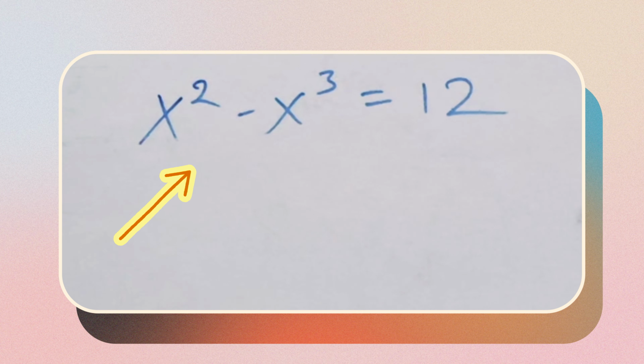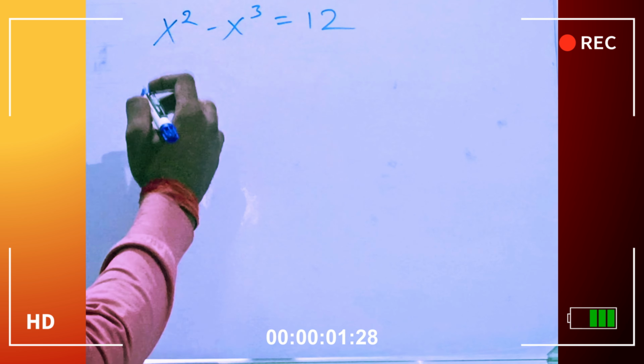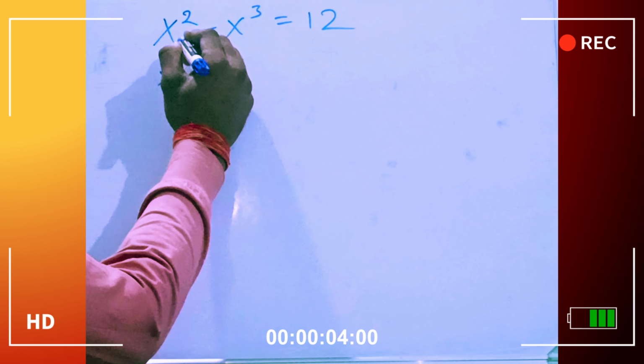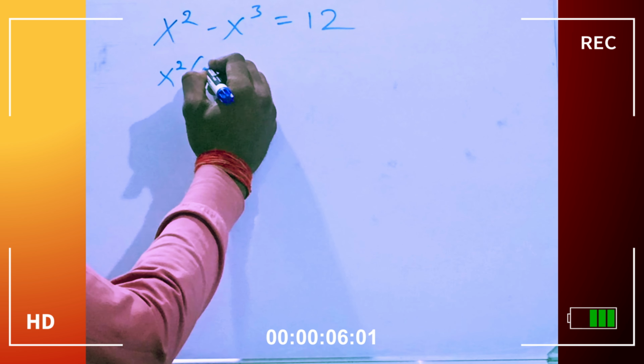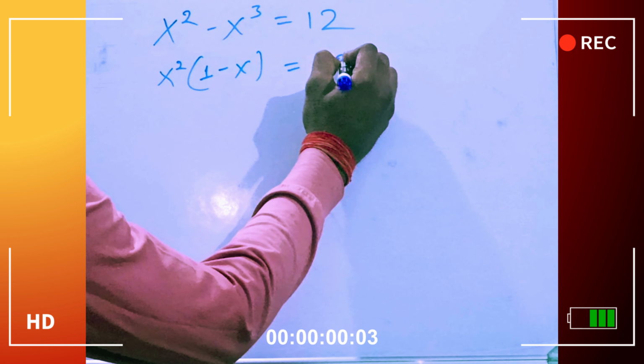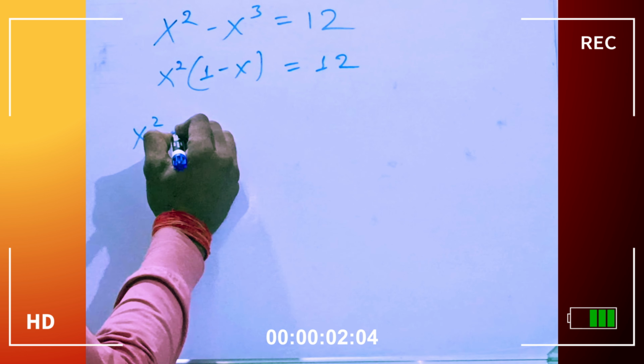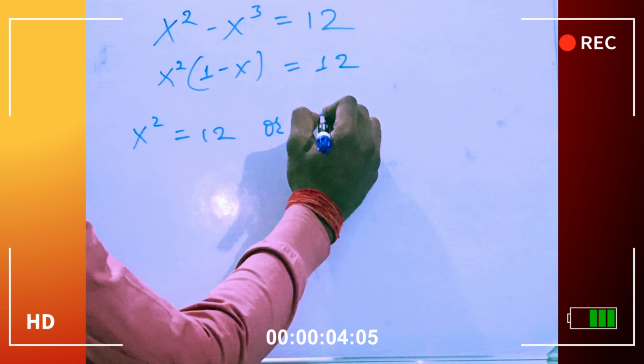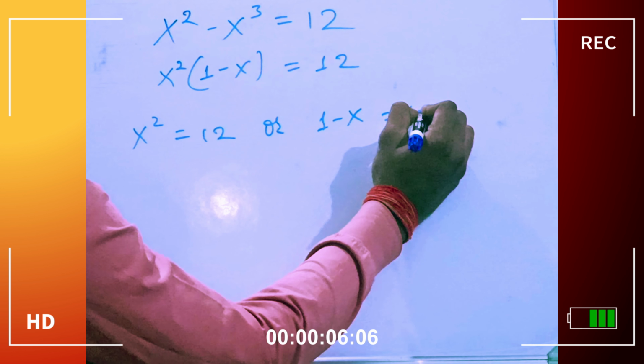Before going through the correct method of solving this question, I would like to show you the way most of the students do it wrong. So let's start doing that. First thing we will do is take x square as the common. On the left we will be left with 1 minus x equals 12. Now x square equals 12 or 1 minus x equals 12.